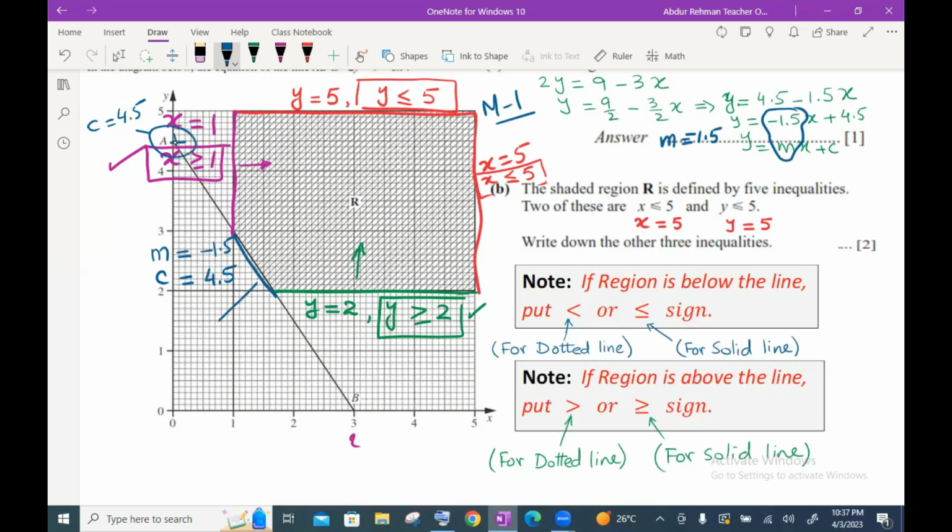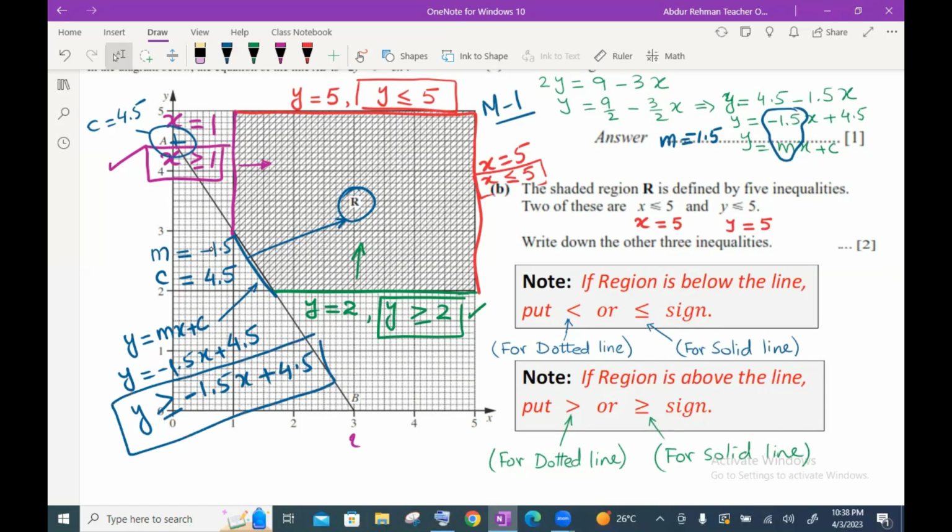So the equation of the blue line will be y equals mx plus c. The gradient is minus 1.5, so minus 1.5x, and C was 4.5. Since region R is above the line, the final inequality will be y is greater than or equal to minus 1.5x plus 4.5. It is the last inequality.